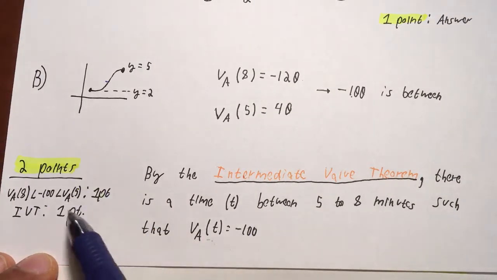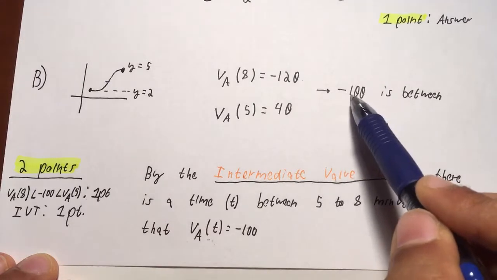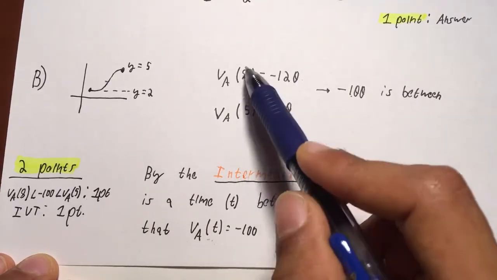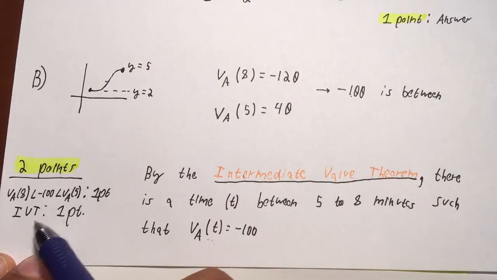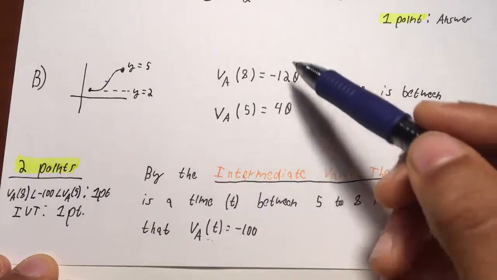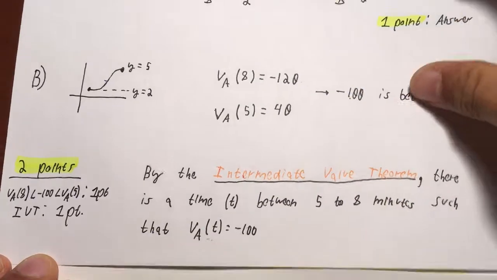So again, a very straightforward question worth 2 points. One for saying that negative 100 is between these two values they want, t equal to 5 and 8. And then 1 point for saying that it's the intermediate value theorem. Just remember, intermediate is in between, and it's in between some two bounds you're looking at.